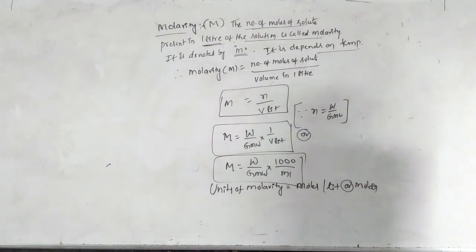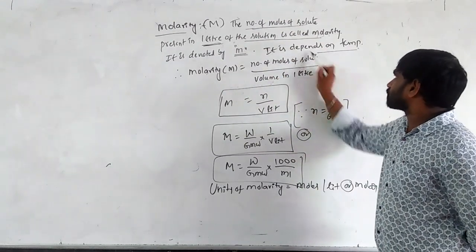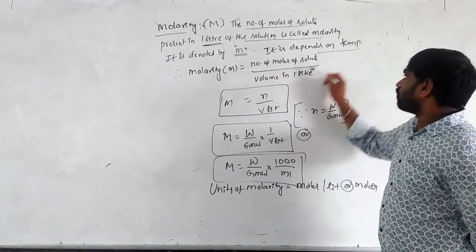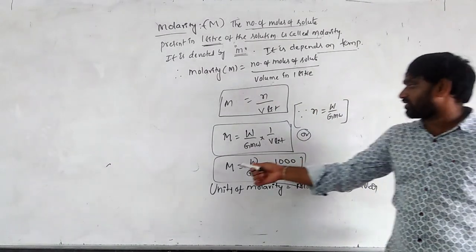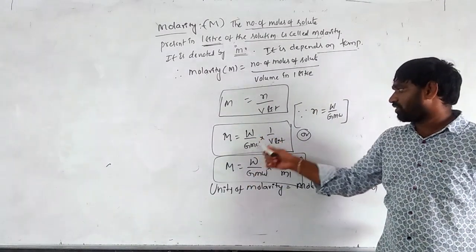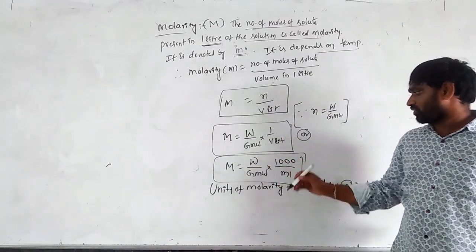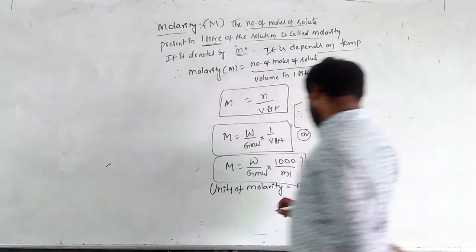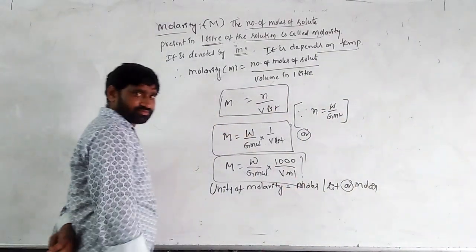This is molarity. Molarity means the number of moles of solute present in 1 liter of the solution. Therefore, molarity equals weight by gram molecular weight into 1 by volume in liters, or weight by gram molecular weight into 1000 by V in milliliters.